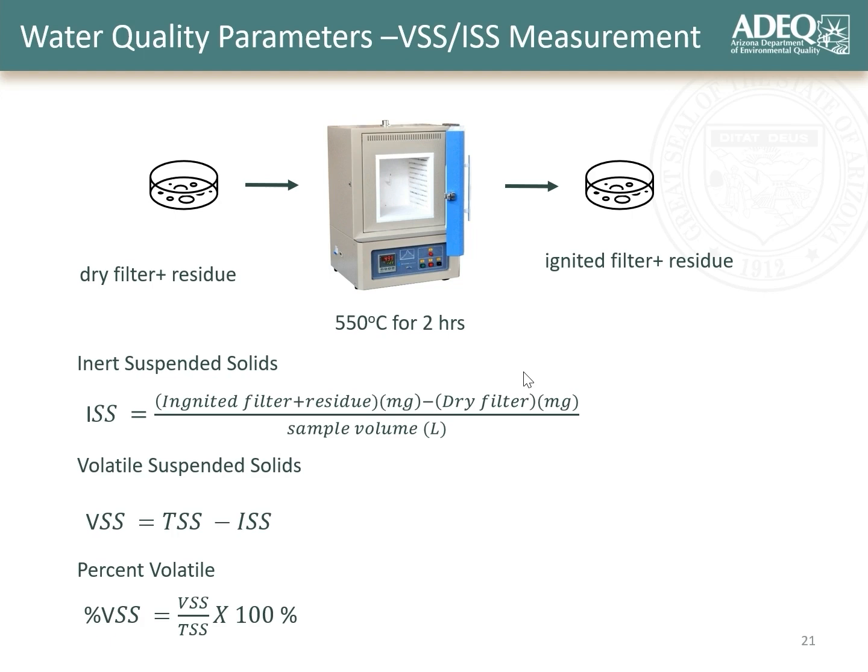Sometimes this is measured for looking at the influent of the wastewater treatment plant, or frequently in the aeration basins, to see the percent volatile in there, which gives you an idea of how much organic material is in your sample. And you measure that by dividing the volatile suspended solids concentration in milligrams per liter by the total suspended solids concentration in milligrams per liter, and multiplying that by 100%.